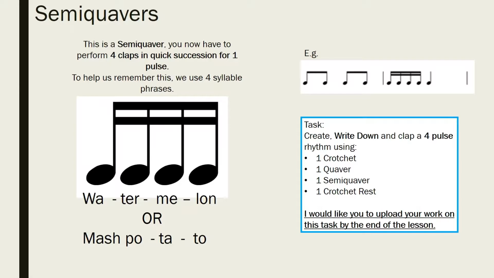For this task, however, I would like you to write down and clap a 4-pulse rhythm using 1 crotchet, 1 quaver, 1 semiquaver, and 1 crotchet rest. So we're taking all 4, adding them all together in one rhythm, and then having a go and clapping. You'll see how interesting the rhythm can be. Please really be careful with the semiquavers that you're clapping up to the right speed, and make sure you've got a good sense of pulse. Again, there should be 4 claps or 4 hits every pulse, every click. Watermelon, watermelon, watermelon, watermelon. So please be wary of that.